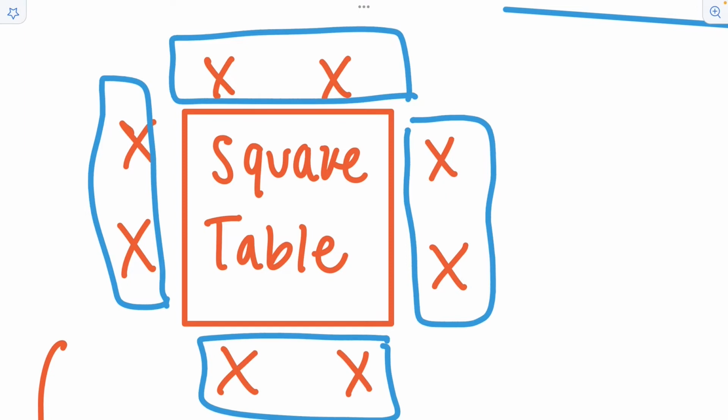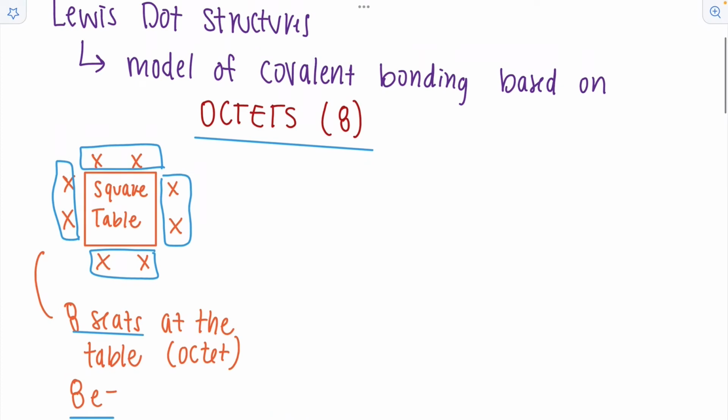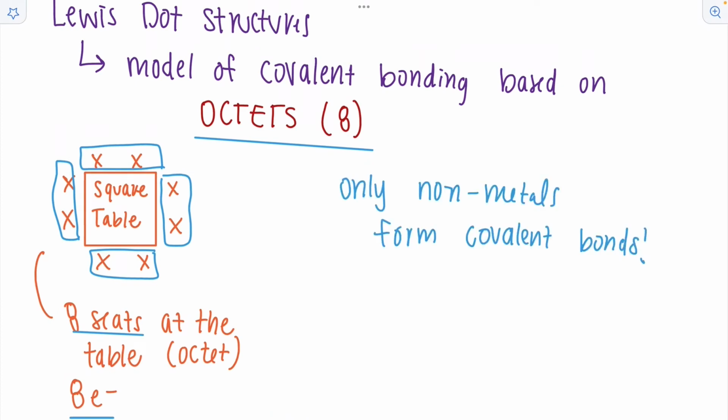You can have 1 there, or you can have 2, but there will never be 0. There will always be at least 1 electron on every side of the table. That is because, very importantly, only nonmetals form covalent bonds. Aluminum is not going to form a covalent bond, so you'll never have less than 4 electrons around the table.